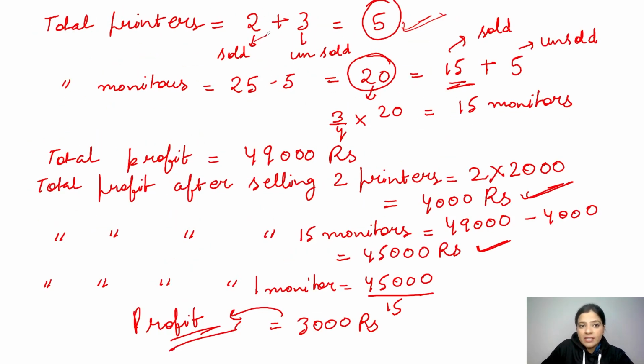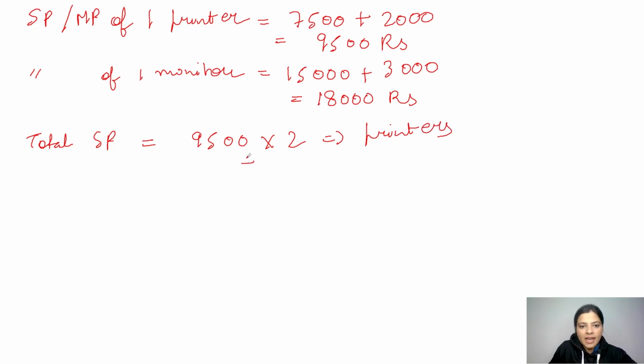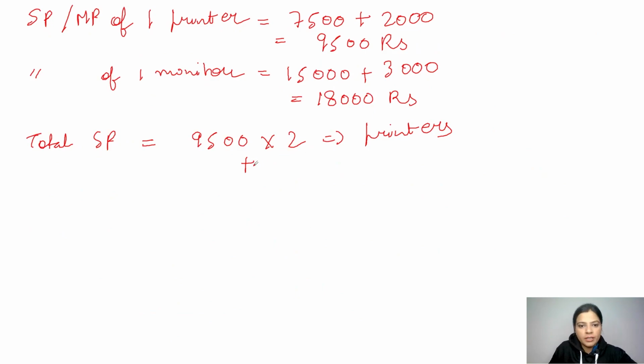Two printers, because he sold only two printers. So we'll be calculating SP for two printers only. For two printers, it will be 9,500 into 2. This is for printers, plus that for monitors. Now we know that he was able to sell only 15% of the total monitors he purchased. So he was able to sell only 15 monitors.